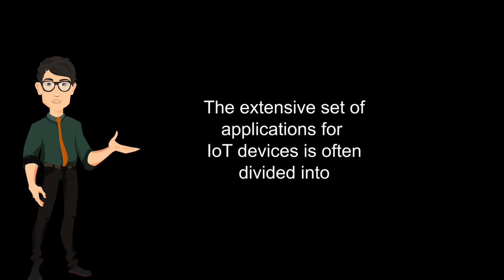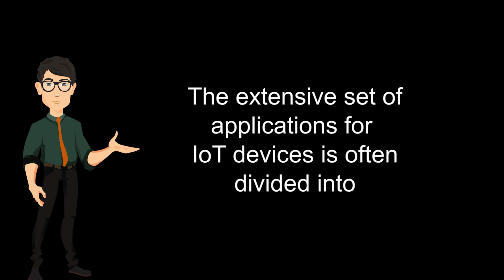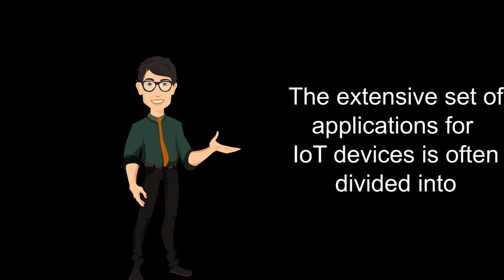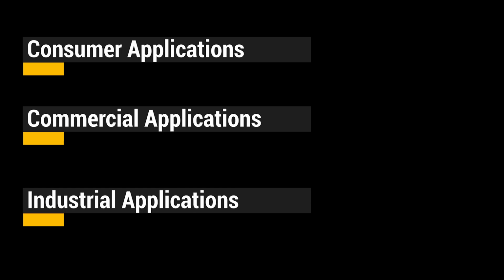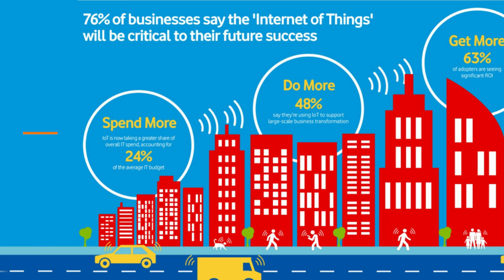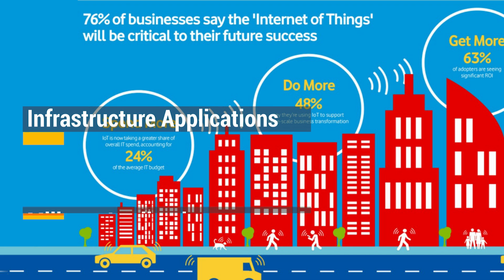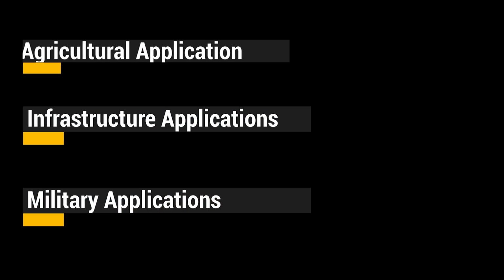The extensive set of applications for IoT devices is often divided into consumer applications, commercial applications, industrial applications, agricultural applications, infrastructure applications, and military applications.